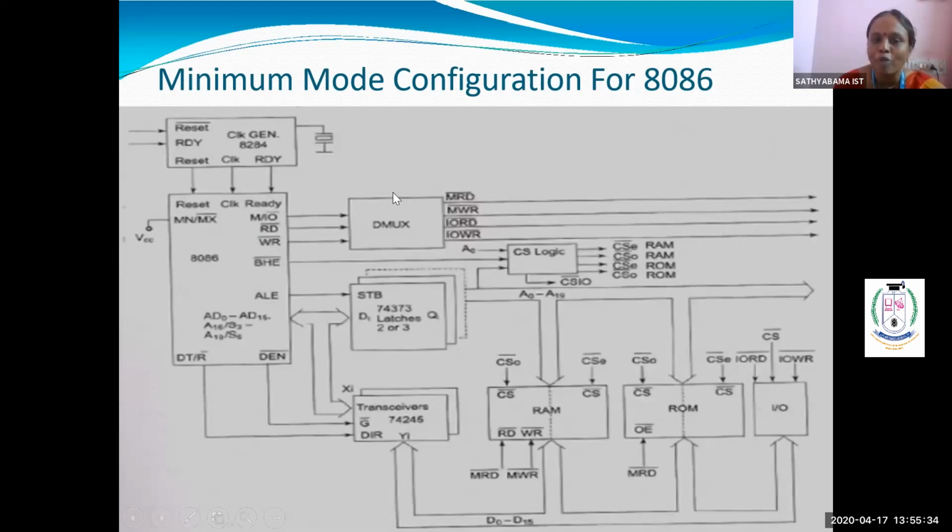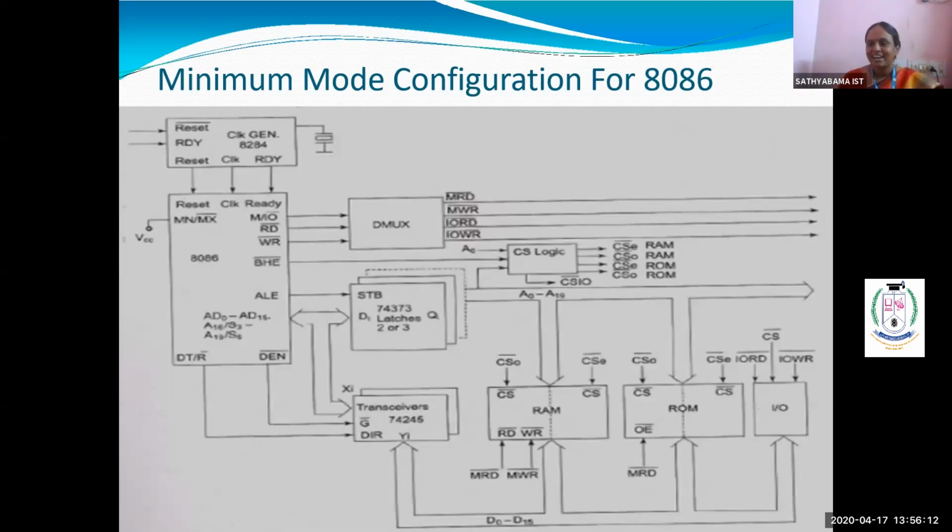In minimum mode, one more demultiplexer part is there. Control signals. You just see M/IO bar, RD bar, WR bar, all will be fed here. So automatically, I told you here we have RD bar and WR bar as the control signals. Now here we can generate 4 signals: memory read bar, memory write bar, IO read bar, IO write bar. That's why this demultiplexer is separating memory read bar, memory write bar, input output read bar, input output write bar. Okay.